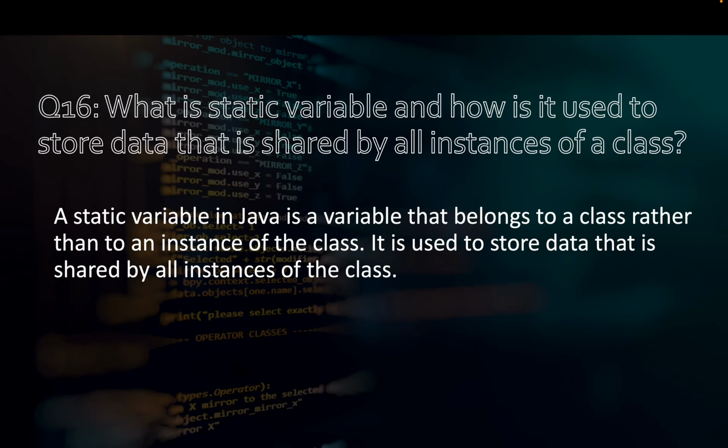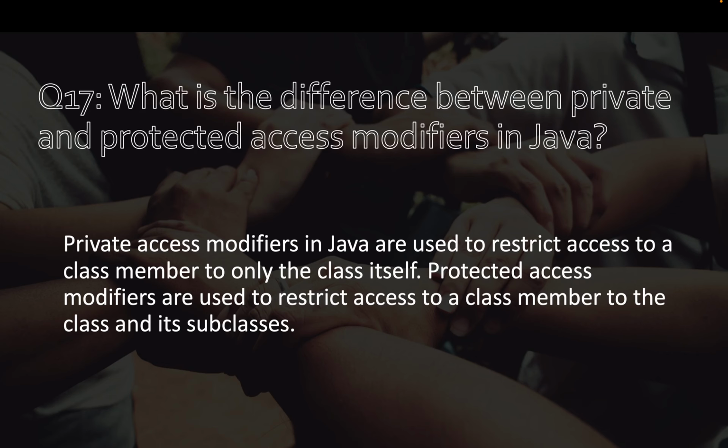Question number 16. What is a static variable and how is it used to store data that is shared by all instances of a class? A static variable in Java is a variable that belongs to a class rather than to an instance of the class. It is used to store data that is shared by all the instances of the class. Question number 17. What is the difference between private and protected access modifiers in Java? Private access modifiers in Java are used to restrict access to a class member to only the class itself. Protected access modifiers are used to restrict access to a class member to the class and its subclasses.